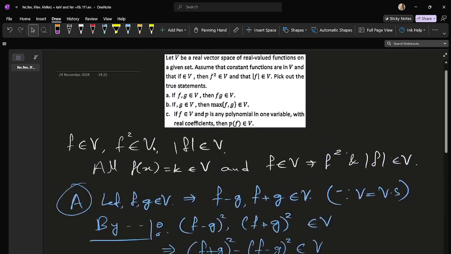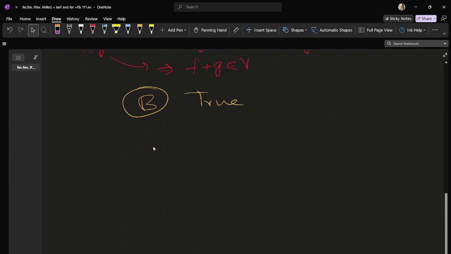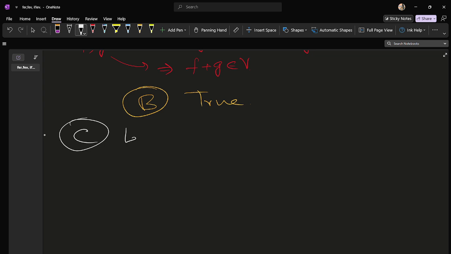Now I am going to evaluate option C. C says that if f belongs to V and P is any polynomial in one variable with real coefficients, then P of f belongs to V. Let P of x be a0 plus a1x plus dot dot dot plus anxn.